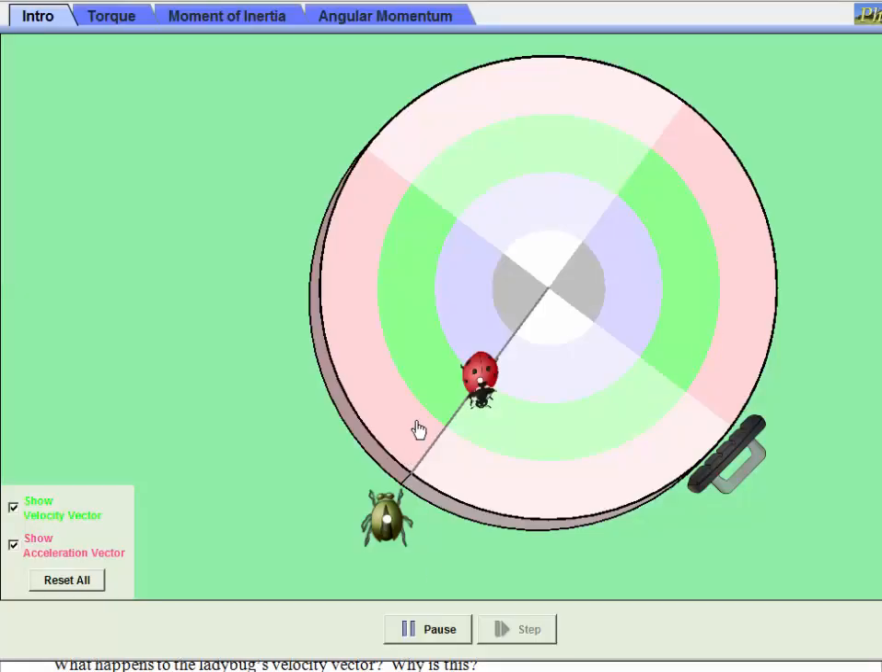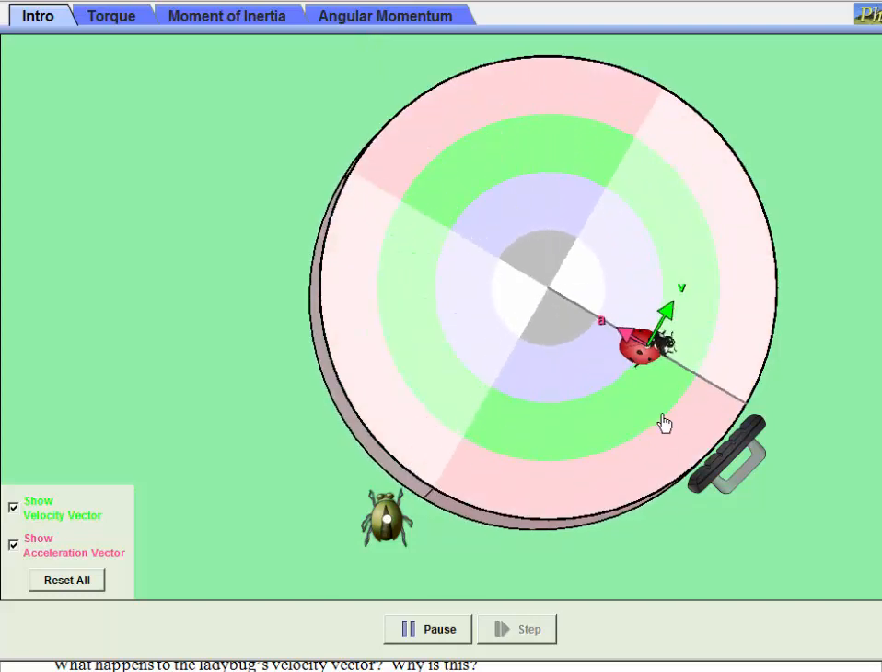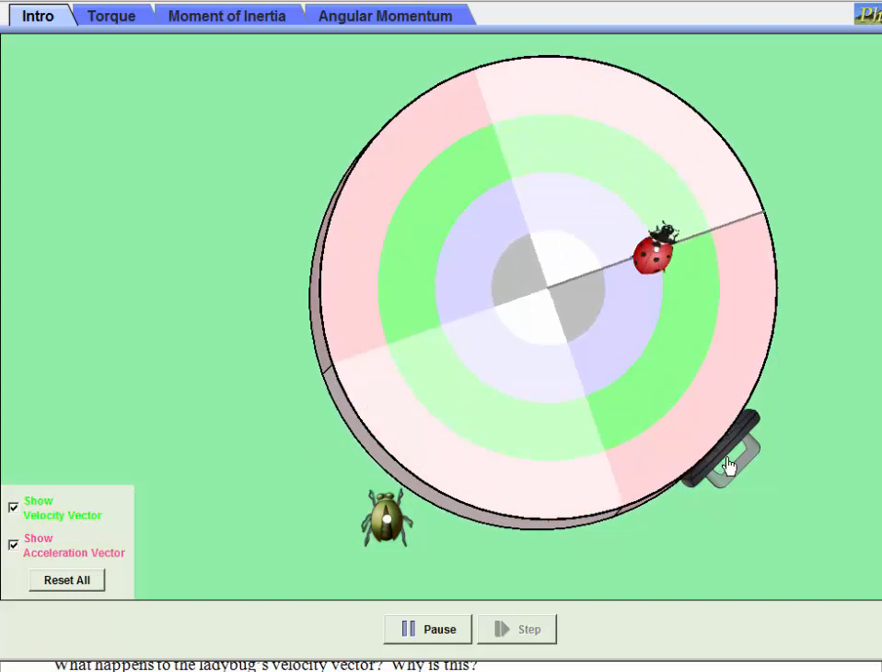So let's go ahead and pop the simulation up really quickly. So here's the wheel, and to get it spinning you just grab it and shake it around like that, and then you can stop the wheel using the brake just right over here.